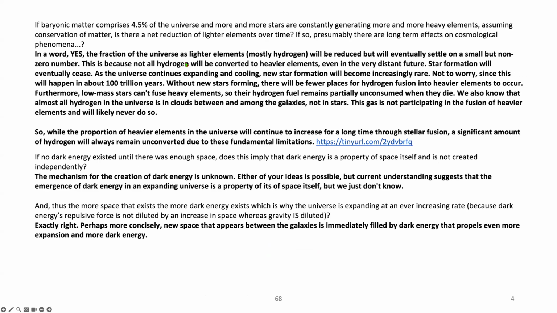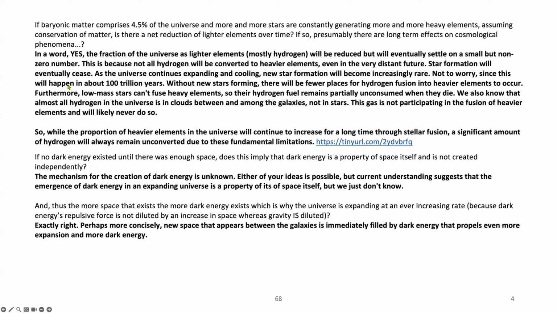Let's see, another question. If baryonic matter, that's atomic matter, is 4.5% of the universe, and stars are generating more and more heavier elements, is there a net reduction in lighter elements over time? And the answer is yes. However, the lighter elements, principally hydrogen, will fall to a level and just never go any lower, because hydrogen is used to create heavier elements in stars.